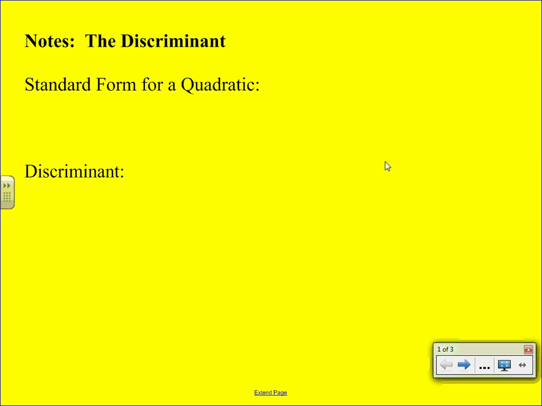So underneath that, we're just going to remind ourselves what that is. And that's y equals ax squared plus bx plus c. You've seen this equation before. We've graphed parabolas using this equation, and we've gotten used to identifying the a's, the b's, and the c's. And that's all you need to be able to identify in order to find the discriminant.